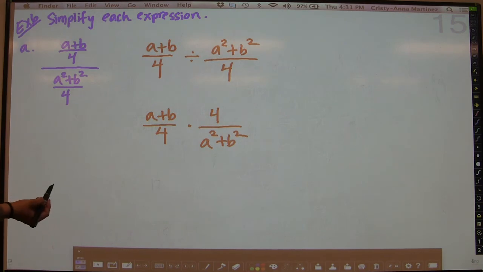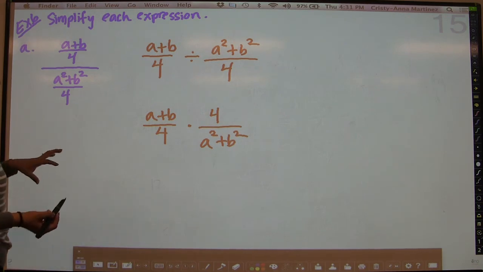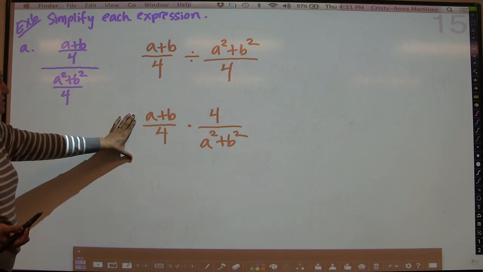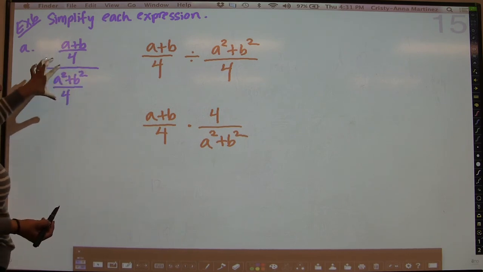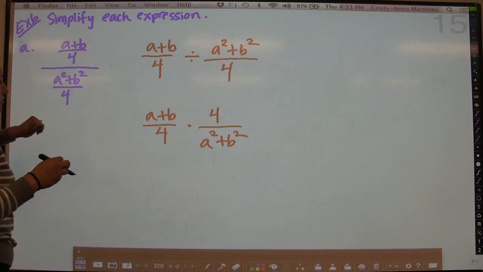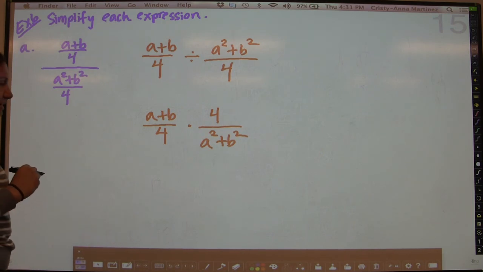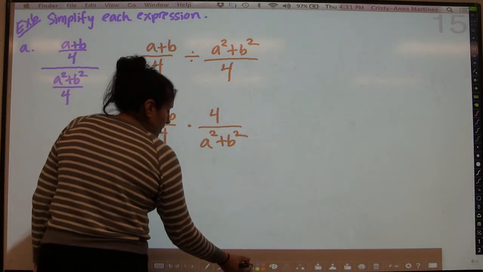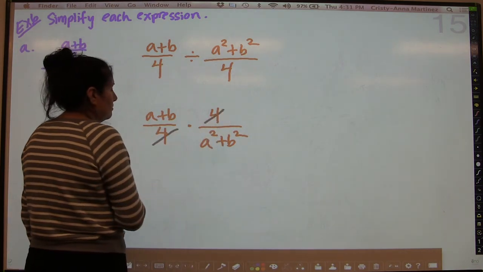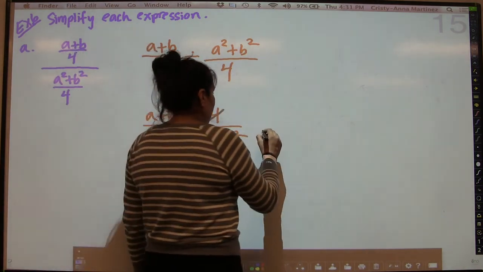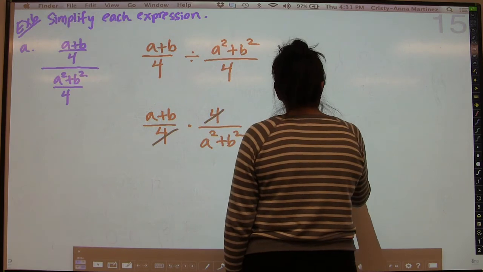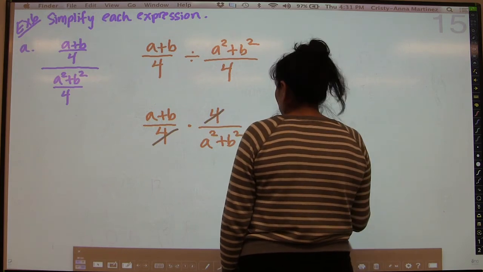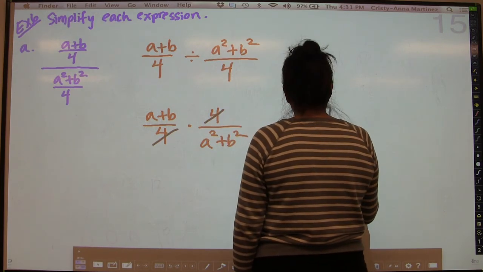So in the future, you can actually just shortcut by going straight from this to this, converted from a complex fraction, a fraction within a fraction, to actually simplifying like that. Once you do that, it's actually quite easy to simplify because the 4's are going to cancel. And so in the end, you're going to get a plus b over a squared plus b squared.